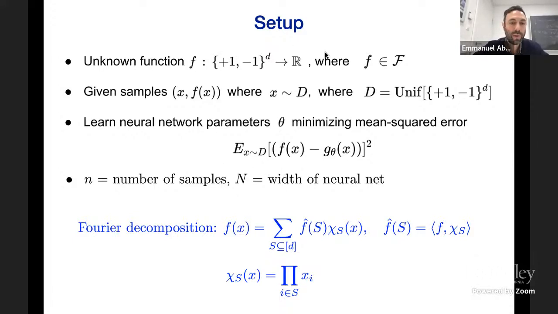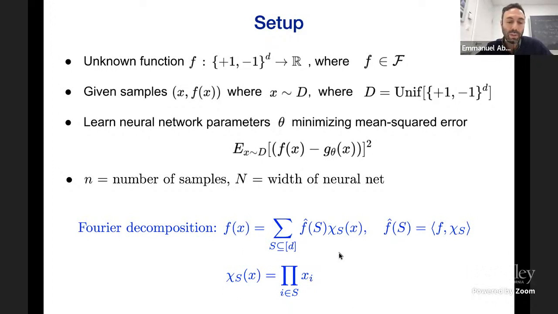Now, once you have a Boolean function, we know that you can decompose any such Boolean function into its Fourier basis, which essentially means that you can decompose such a function in terms of the monomials, which are here the chi S, the monomials that look at the variables in a subset S, and the F hat of S will be the Fourier coefficient. Okay, so we want to understand what kind of Boolean function or Boolean function class we can learn from such regular types of architectures.